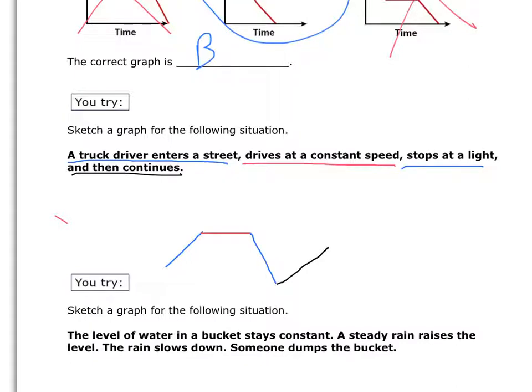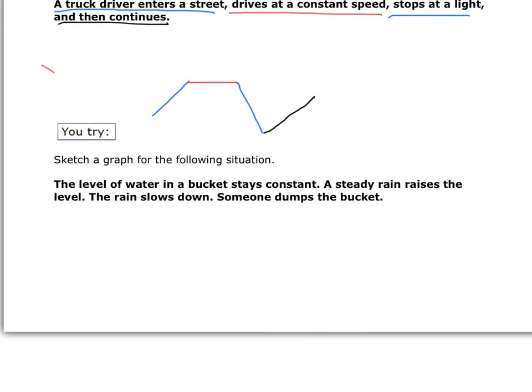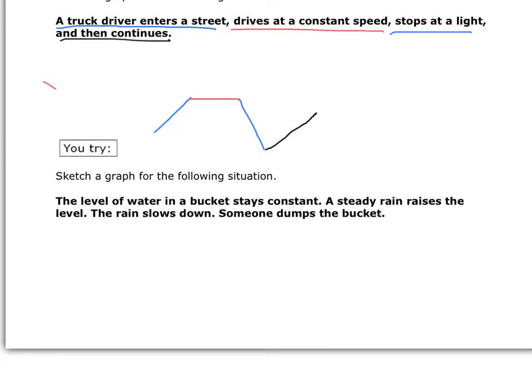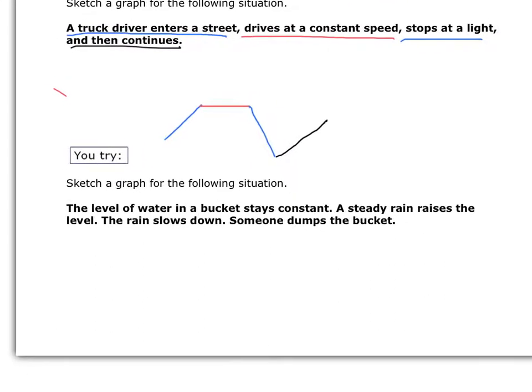Okay, so let's try one more. It says the level of water in a bucket stays constant. So we know the level of water in the bucket stays constant. And then it says a steady rain raises the level. So we know the level of water in the bucket steadily rises.